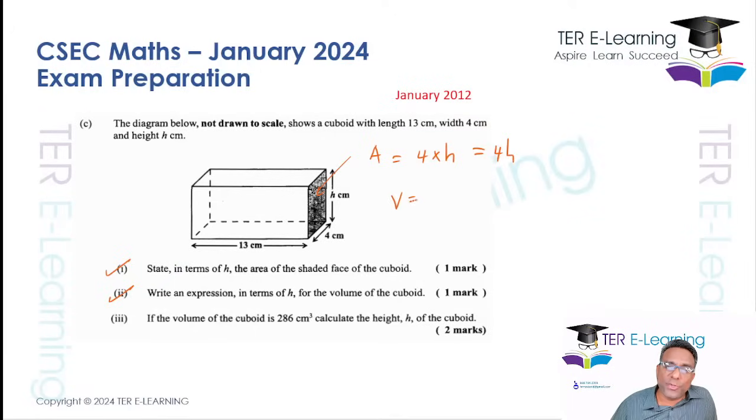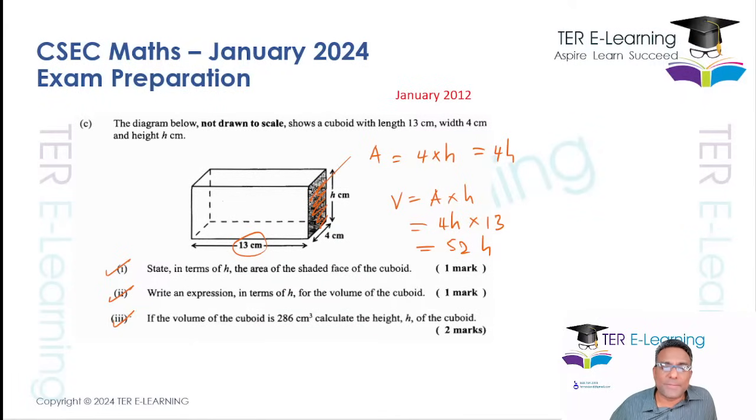Now, the volume of the cuboid is simply going to be whatever this area is here multiplied by 13. So it's the area multiplied by the length or the height. So in this case it is going to be 4h multiplied by 13. So 13 by 4 is 52. So this is going to be 52h. So that's the answer for part 2.